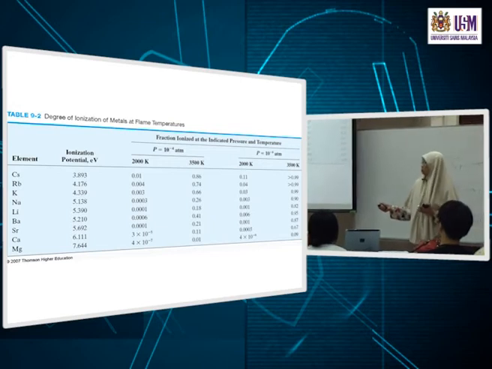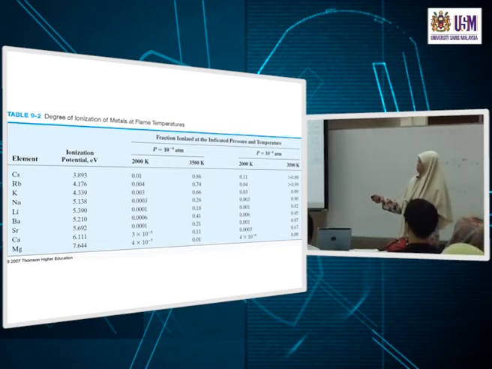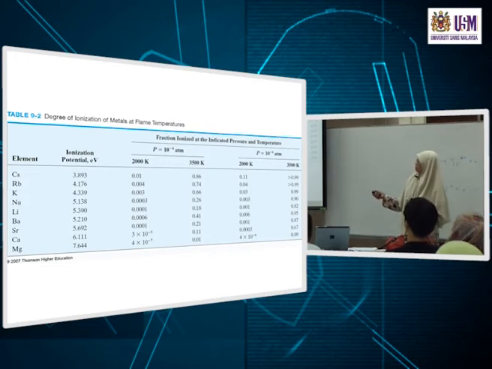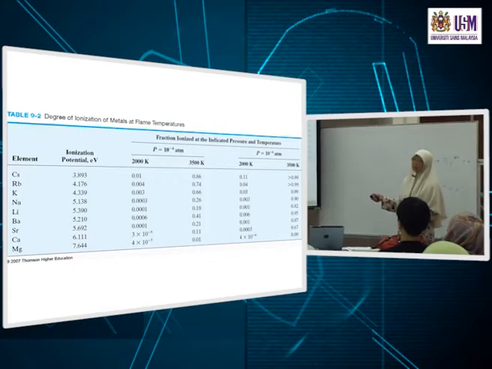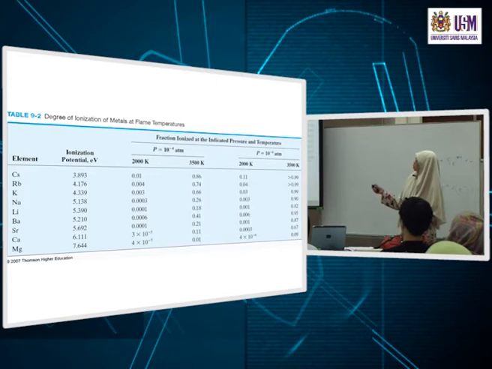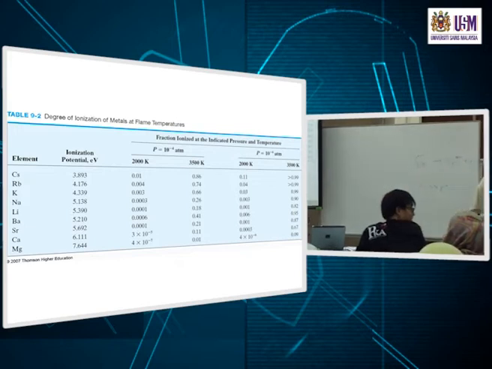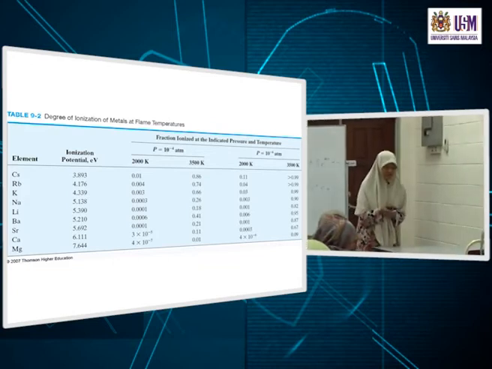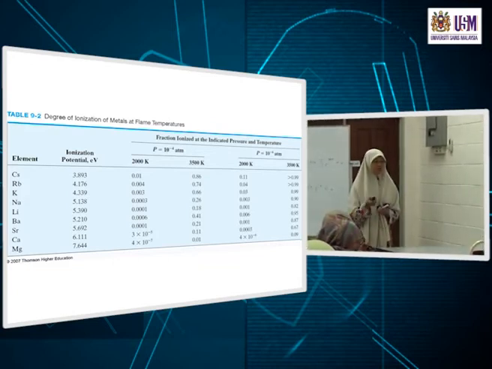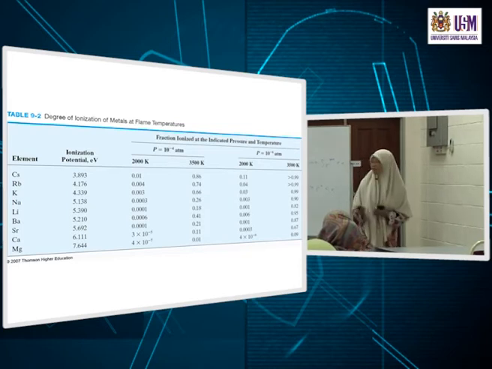Look at strontium. Another proof. These are data you get experimentally, okay? At 2,000, I mean, that's about the temperature of acetylene. 3,000, let's say nitrous oxide. Just look at strontium. At this higher pressure, like this one is lower pressure. This is fraction. How to change fraction to percentage? Fraction to percentage times by what? 100. Okay.